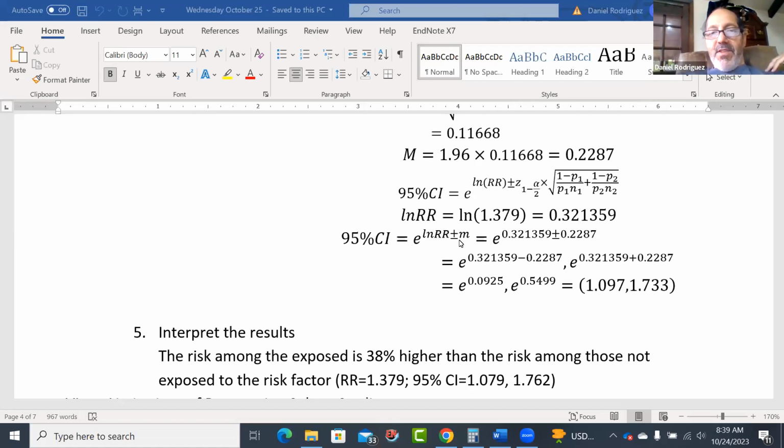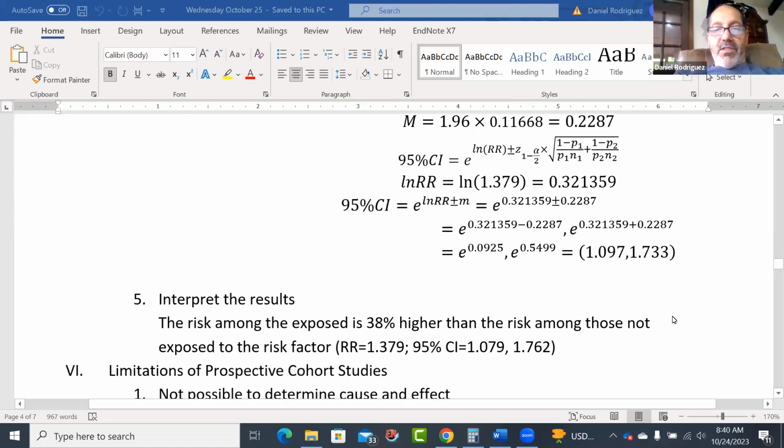So we do everything in the exponent here. For a moment, we ignore Euler's number, right? Then we subtract the margin of error, 0.2287, from the natural log relative risk. We add it to the natural log relative risk. Then when we're done with all this, we exponentiate and we get 1.097 to 1.733. That's our 95% confidence interval.